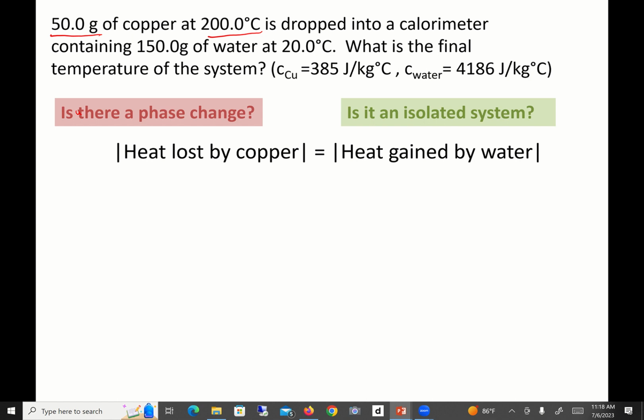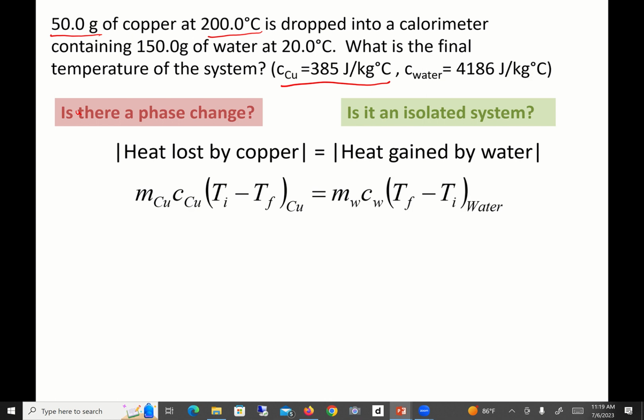Well, it's going to be the mass of the copper times the specific heat of the copper, which is given in the problem, times the temperature change. So I've got m, I've got c. I know the initial temperature, I don't know the final temperature. All right, on the other side, that's the heat gained by the water. It's going to be the mass of the water, which I know, specific heat of the water, which I know, and I know the initial temperature of the water.